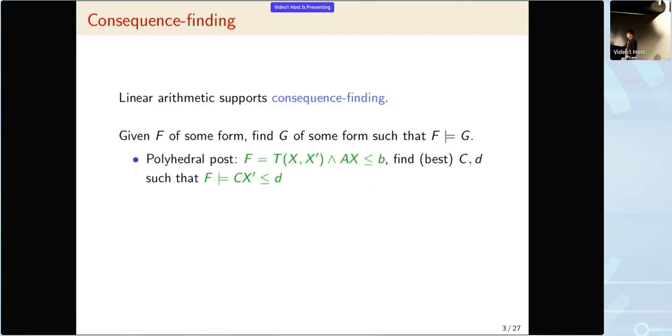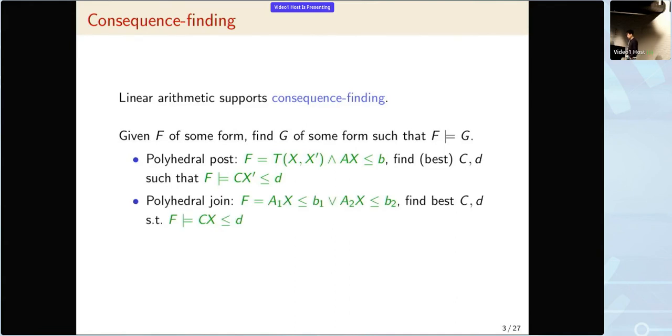For example, if you are trying to compute polyhedral post, f takes the form of a conjunction of two formulas: a transition formula t over pre-state x and post-state x prime, representing, say, the semantics of an assignment statement, conjoined with Ax less than or equal to d, which defines the set of pre-states. And you want to find c, d, preferably best, such that f entails c x prime less than or equal to d. So you see over here that the consequence is only over the variables x prime.